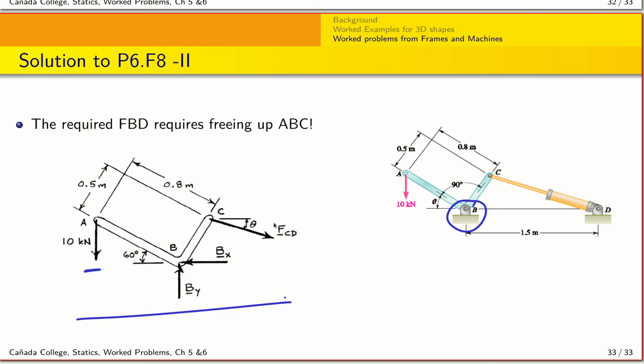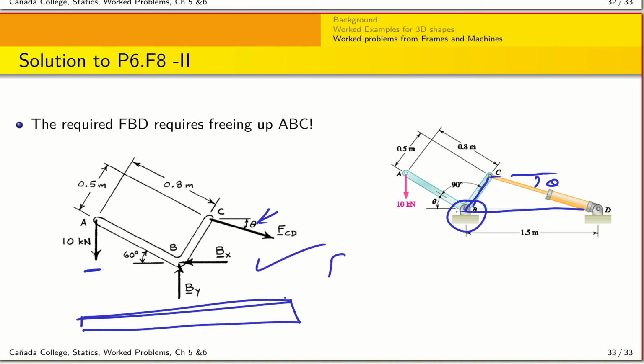Again, based on the dimensions that we have here, we can actually calculate the angle that we need in order to do the final analysis. So that is another piece of information you will need when you actually solve this problem. But our problem here just required us to draw the free body diagram, and that's what this is.